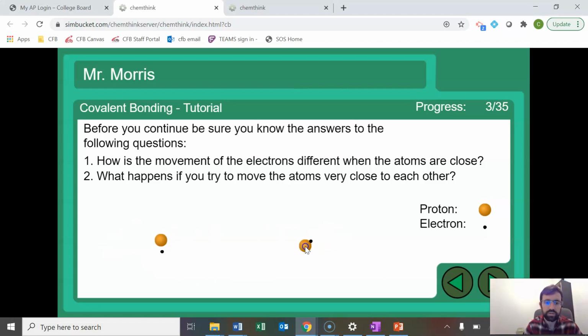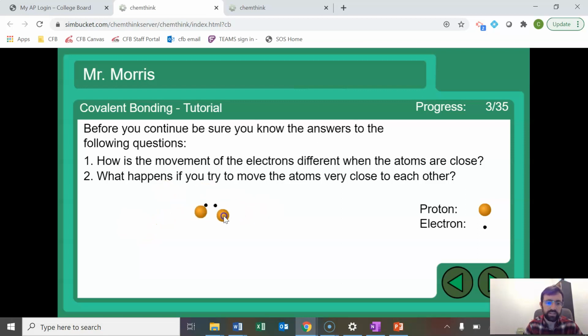As we move these atoms closer to each other, you can see that the electrons are spending a little bit more time between the atoms, and they get closer and closer. You can see a lot of changes happening, and there's an attraction between the atoms now. This nucleus is attracted to both of the electrons, and this nucleus is attracted to both of the electrons, and that is what holds the bond together. So if I try to pull one away, the other one's going to follow.